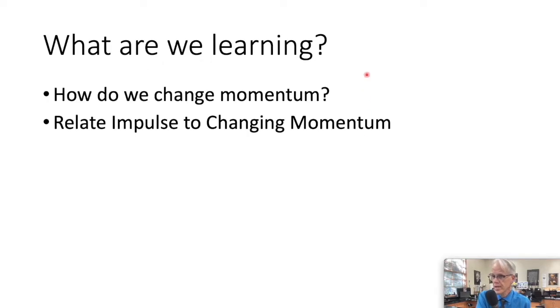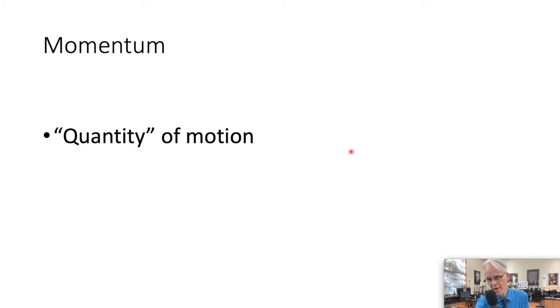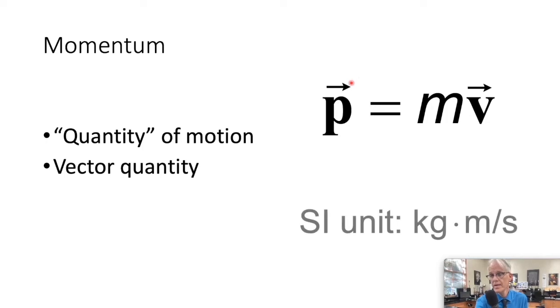What are we learning? We're going to learn how we change momentum, and we're going to relate impulse to changing momentum. First, let's review what we mean by momentum. Momentum is the quantity of motion, and it is defined as the mass times the velocity. It is a vector quantity. The units are kilograms meters per second.